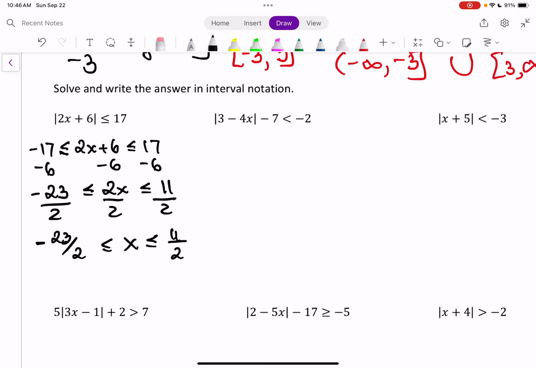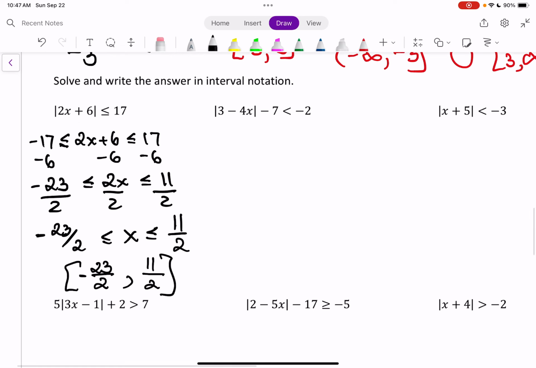Okay. So remember, we want to write the answer in interval notation. And for that, we always start with the lesser possible value up to the largest possible value. And you can also very well change these numbers to a 5.5, and I believe this one's negative 11.5. So you can write it in decimals or you can write it in fractions. It doesn't matter. Okay.